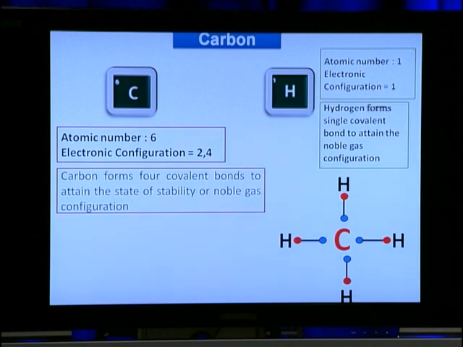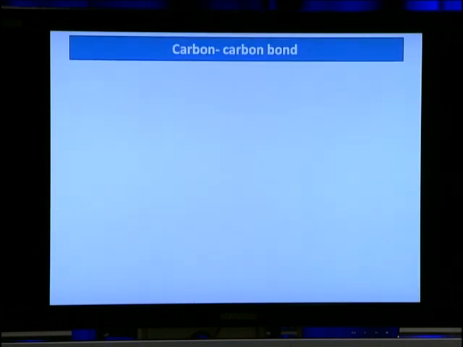So carbon now will have 8 electrons, and each one of those hydrogens bonded to carbon has 2 electrons each. The next one is carbon to carbon bond. In hydrocarbon, one carbon is linked to another carbon. In such cases, it is also important for us to know what type of bond is being formed between carbon to carbon.